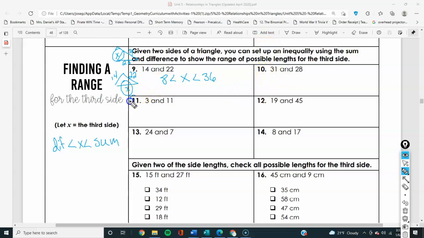Like, look at number 11. I'm going to do 11 minus 3, it's 8 again. So x has to be greater than 8. And then I'm going to add them, get 14. So x has to be in between 8 and 14. It can't equal 8, can't equal 14. But it has to be in between them. Alright?